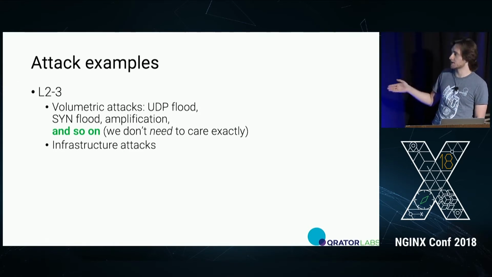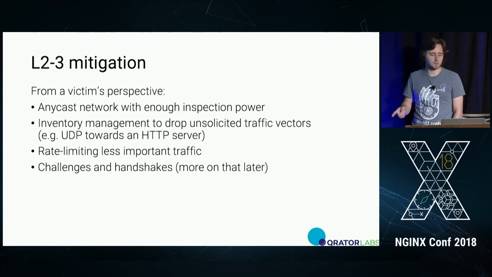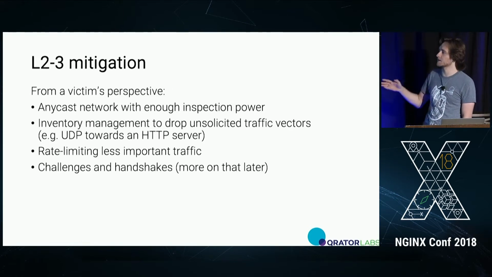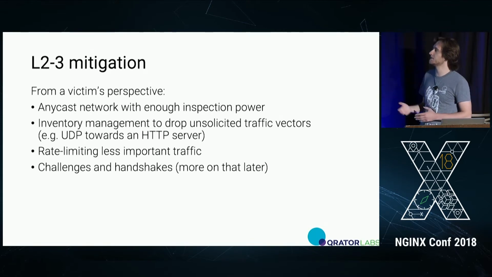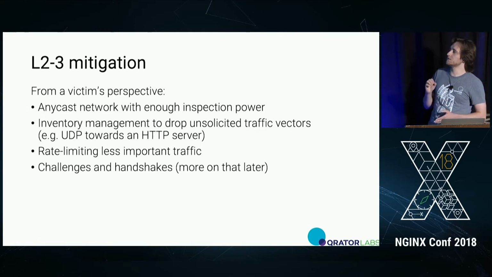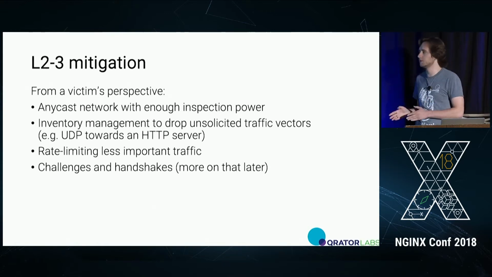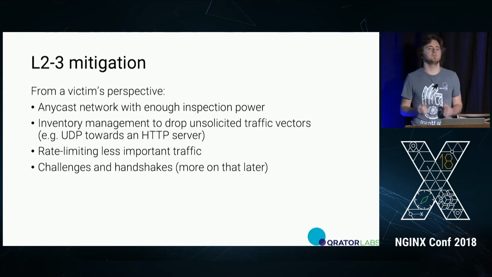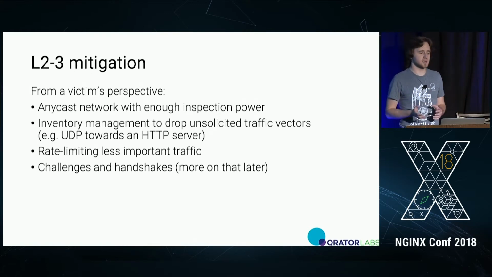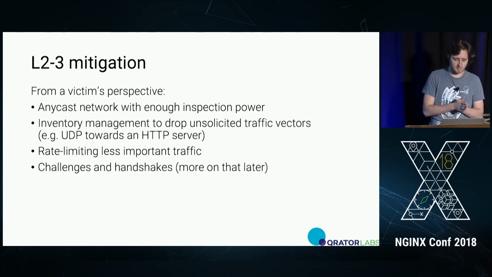And also infrastructure attacks. We'll speak on that a little bit later. With regards to mitigation, from a victim's perspective, you must have a BGP Anycast network with multiple points of presence, and multiple scrubbing centers with enough inspection power. You also need to do inventory management to drop the traffic vectors you don't want to see coming through the border of your network, like UDP towards an HTTPS server. You may want to rate limit less important traffic, like your corporate network traffic. And you may want to do some challenges and handshakes. We'll cover that a little bit later.